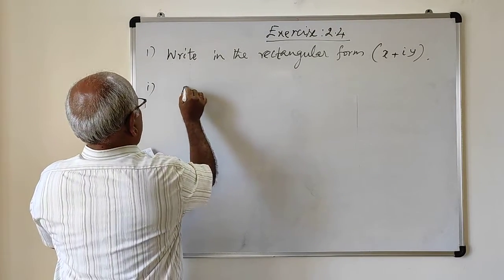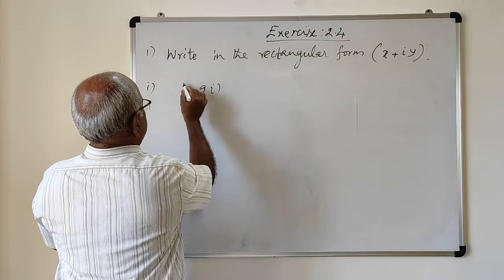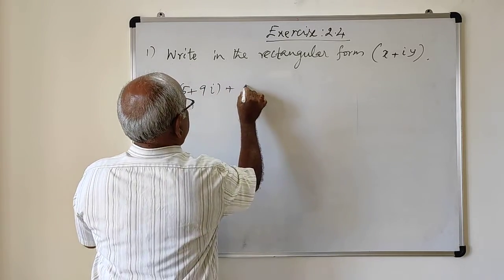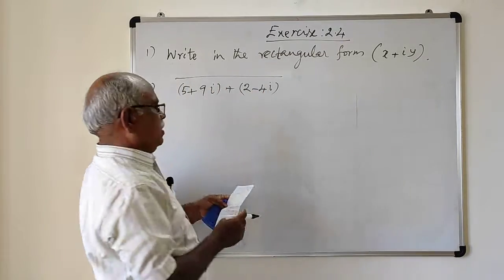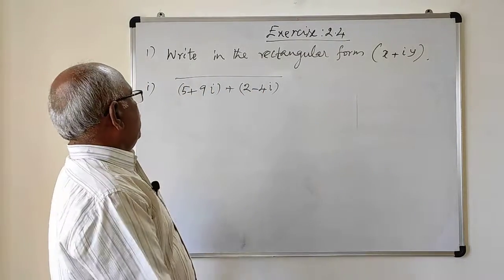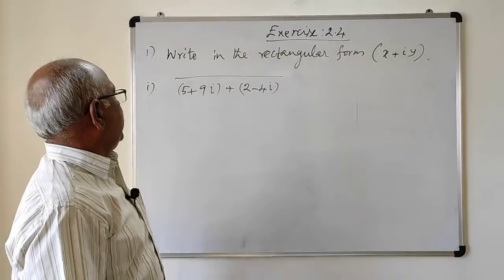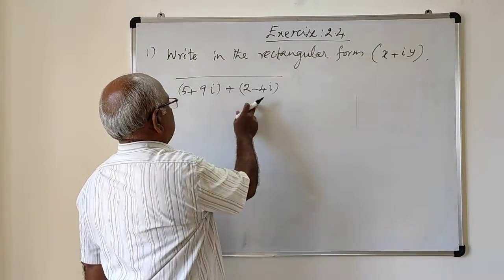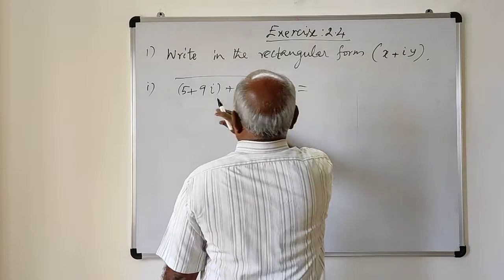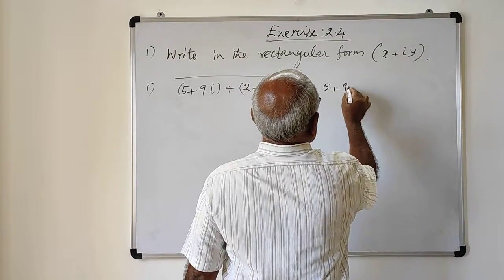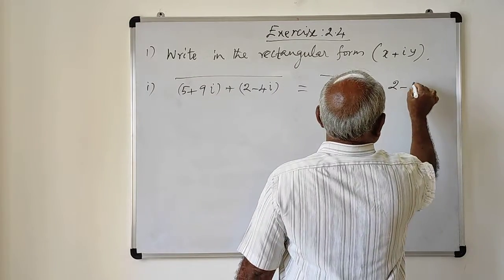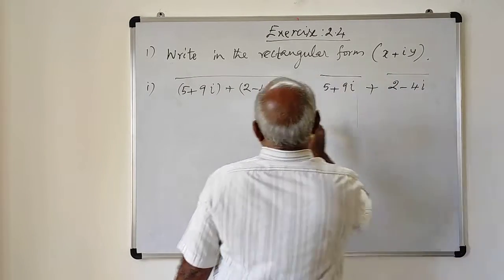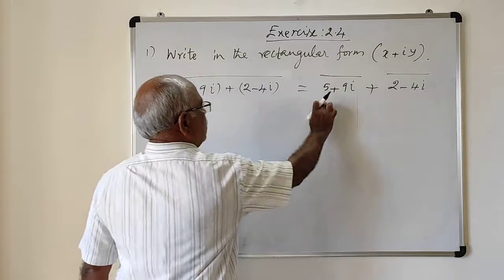the conjugate of 5 plus 9i plus 2 minus 4i. This is the conjugate of the sum. The conjugate of the sum is the sum of the conjugates, the first property. So it is the conjugate of 5 plus 9i plus the conjugate of 2 minus 4i.